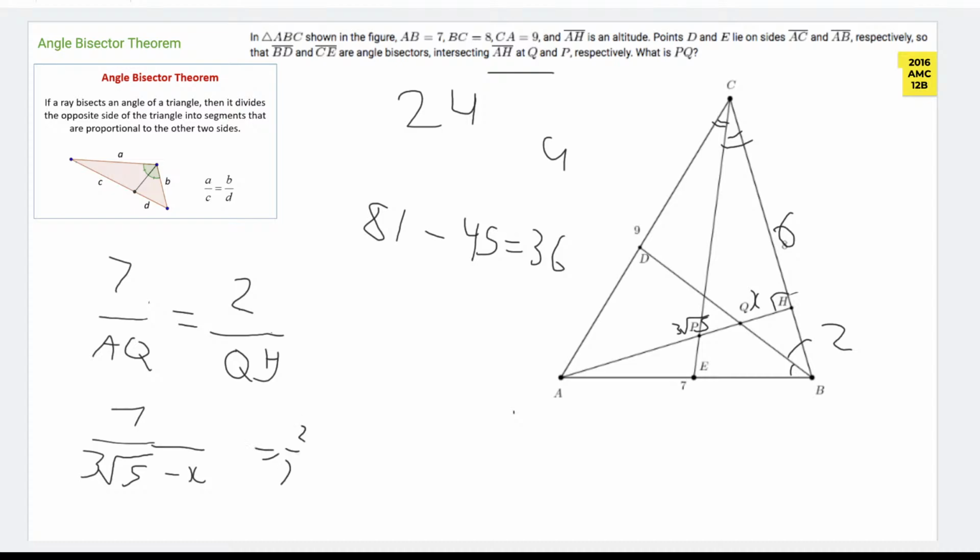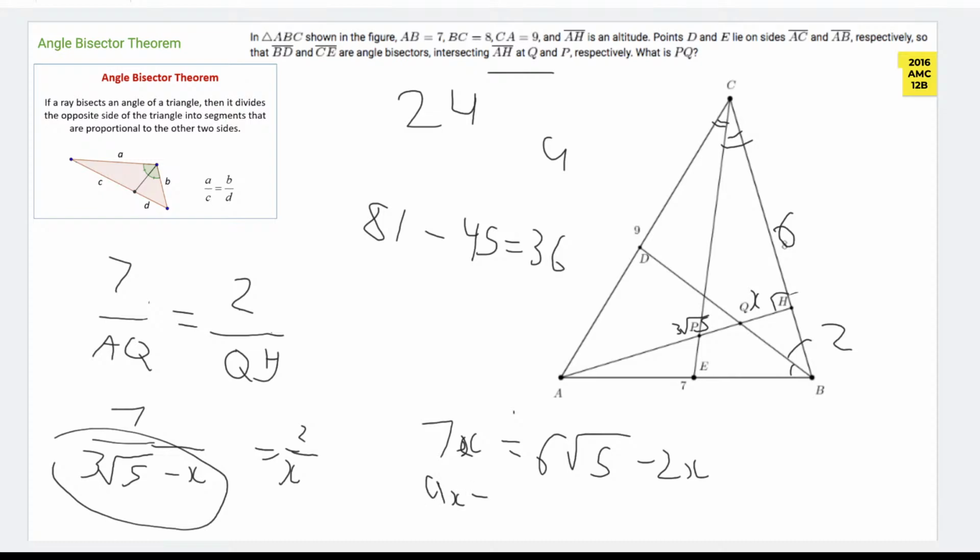Now you multiply both sides by x first, and you get 7x equals 2, and then you multiply to both sides to remove the denominators, obviously. So you get 6 times the square root of 5 minus 2x. Now you add 2x to both sides to get 9x equals 6 times the square root of 5, and you divide both sides by 9 to get x. After that, you simply get 2 times the square root of 5 over 3. And that is the length of QH.